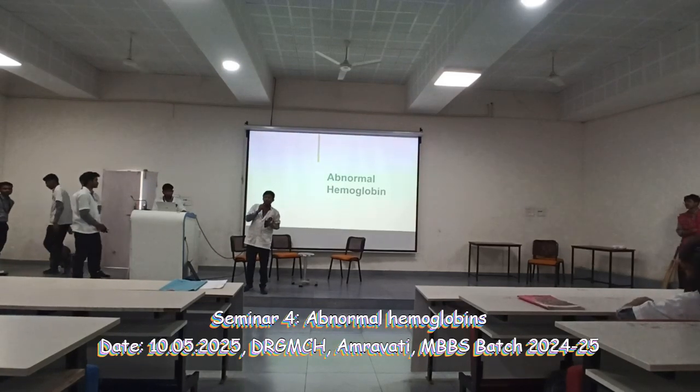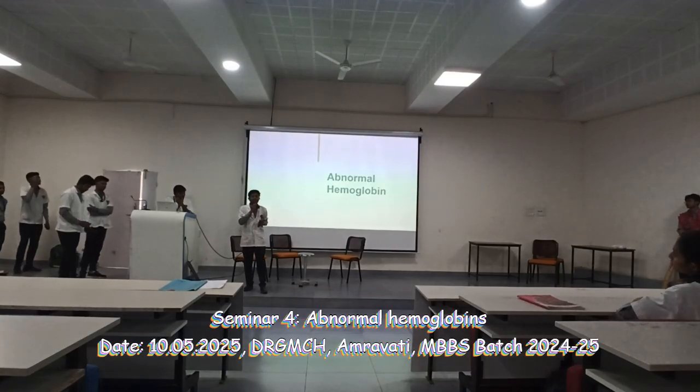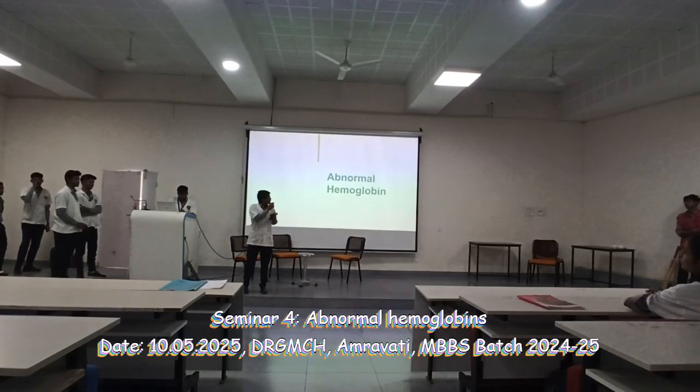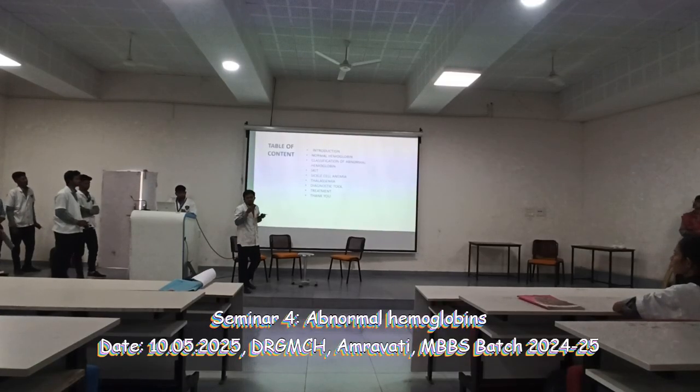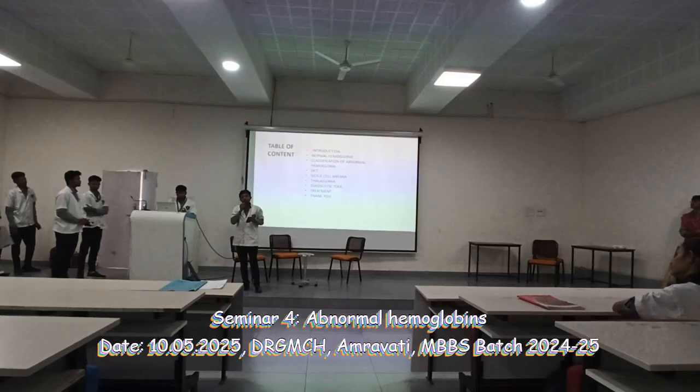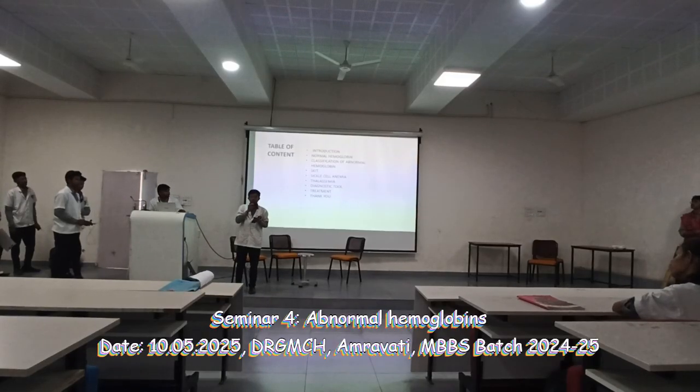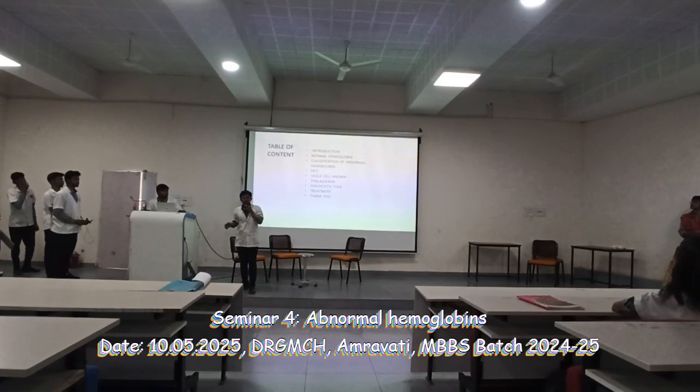Today we as a team from roll number 81 to 90 are going to present a seminar on abnormal hemoglobin. This is how we are going to proceed in the seminar. Our friend Prathamesh Soni is going to talk about the normal structure of hemoglobin.